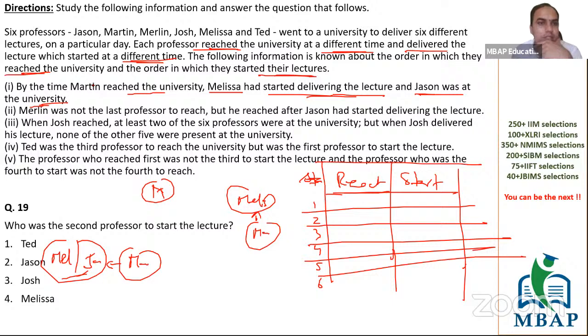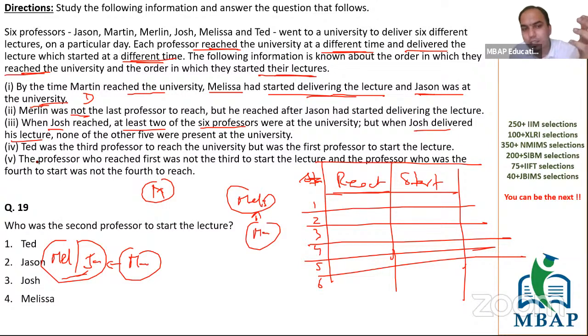So the first data is still a kind of direct data. Merlin was not the last person to reach, but he reached after Jason and started delivering the lecture. Again, not a very clear data. When Josh reached, at least two professors were at the university, but Josh delivered his lecture. Again, if you see, not very clearly.